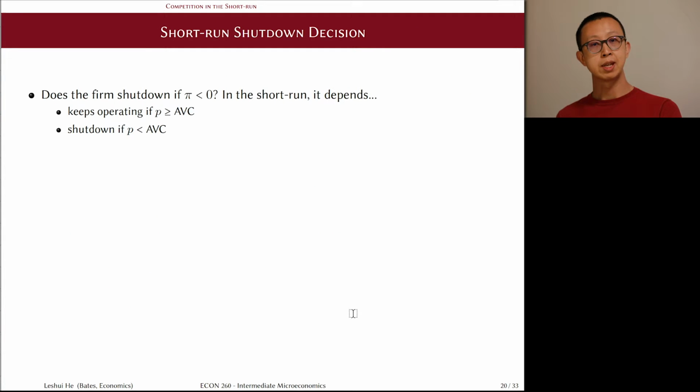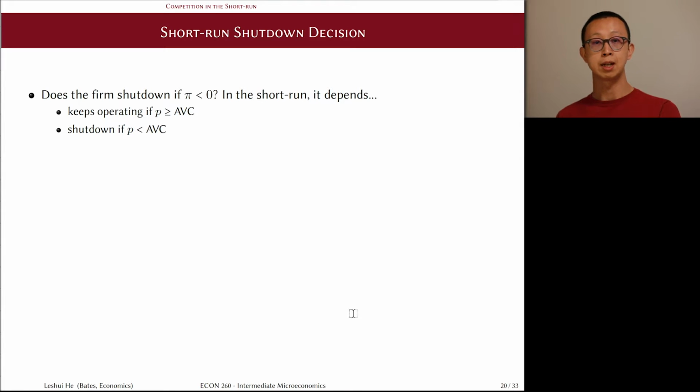From our previous example, we saw that when the firm has a fixed cost, the firm may not want to shut down. Now let's look at these observations at a slightly deeper level. The firm may not want to shut down even if the maximum profit from the price equal to marginal cost rule is negative.